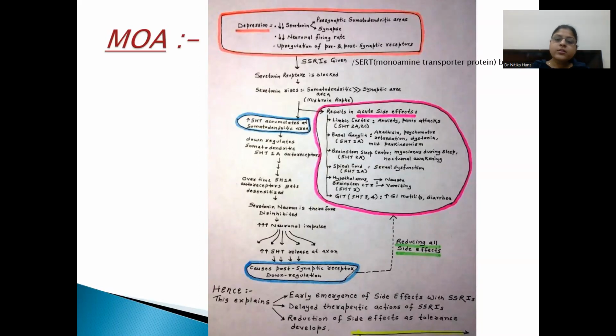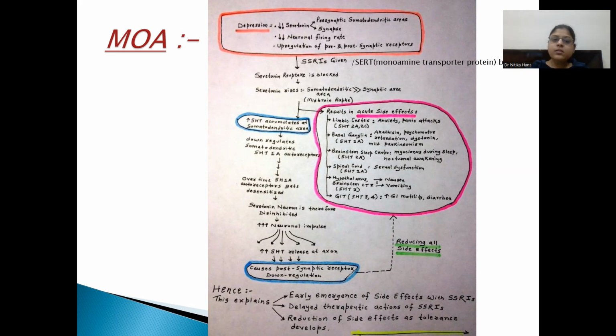Now, increased serotonin release at the axon can lead to treatment of depression. And when there is increased release of serotonin at the axon, the postsynaptic receptor downregulation will occur, and that will reduce the side effects of the serotonin. So after some time, the side effects disappear. So hence this explains early emergence of side effects with SSRIs, delayed therapeutic actions of SSRIs, and reduction of side effects as tolerance develops.